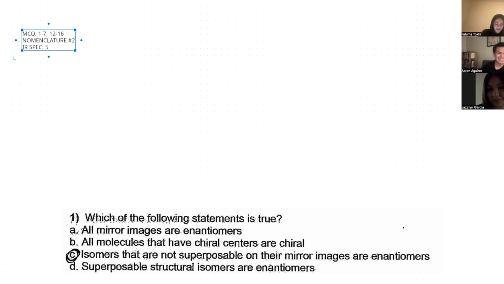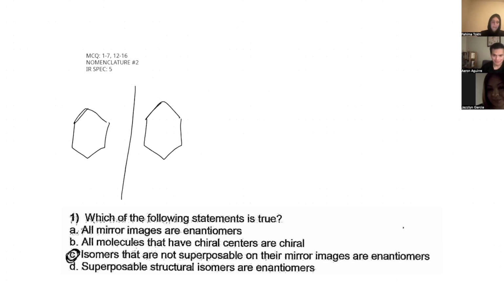Whatever. It's fine. Okay, let's say why all these are wrong though. Let's explain it. Option A, all mirror images are enantiomers. I'll give you an example right now. These are mirror images if the mirror is in the middle, right? And they're not enantiomers. So just because there's a mirror image does not mean that there's an enantiomer. It doesn't guarantee it.